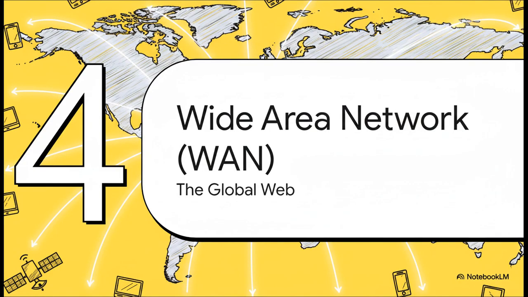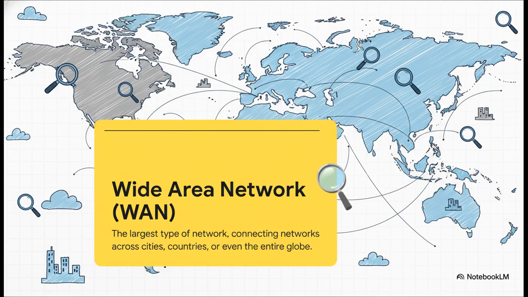And now, for the final zoom out, we're going from the city to the entire globe. This is the Wide Area Network, or, as you probably know it, the WAN. Just like the name says, a WAN is the biggest type of network there is, period. It connects other networks across massive distances. We're talking across cities, countries, and even continents.